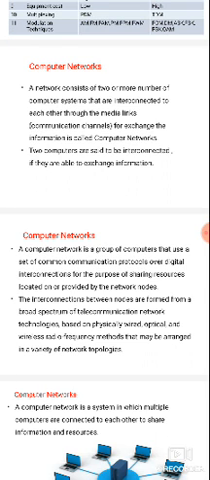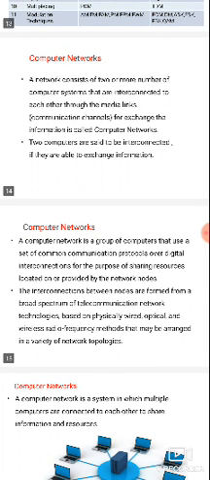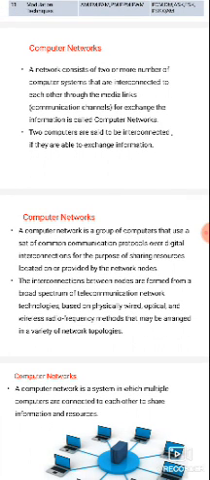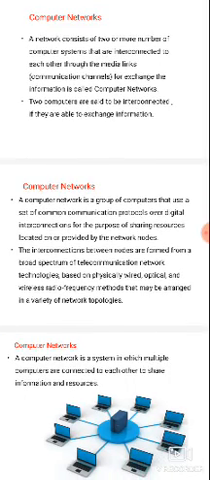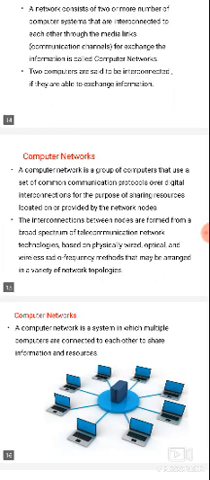By using computers we can share the data. The computers will be interconnected to each other through medium links or communication channels. The need for interconnection is for exchanging the information. Two or more computers are interconnected, and the interconnection is used for exchanging the data. The interconnection needs a media link or a communication channel. Two computers are said to be interconnected if they are able to exchange information.